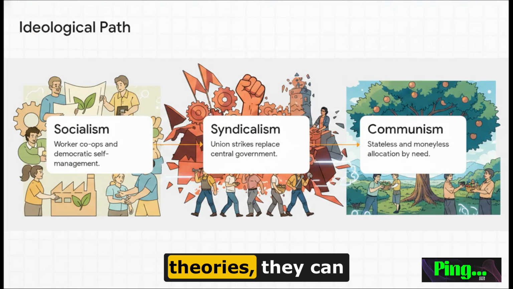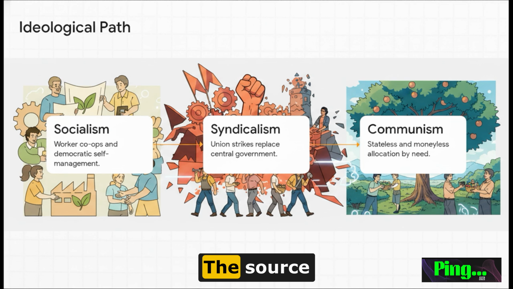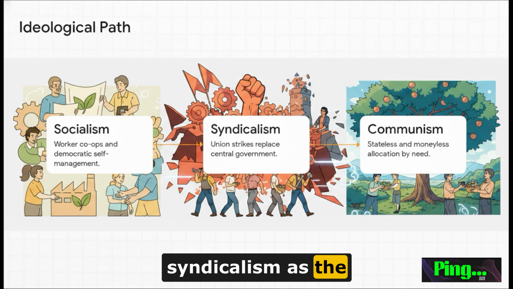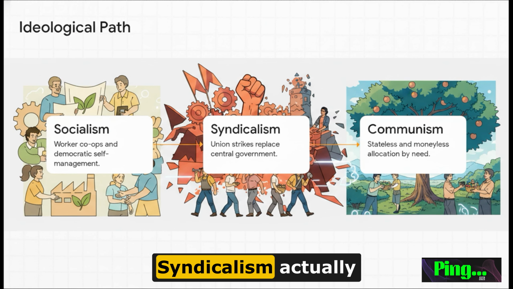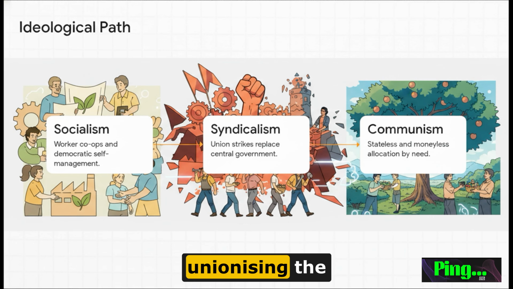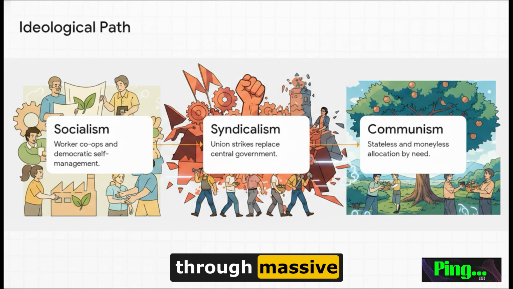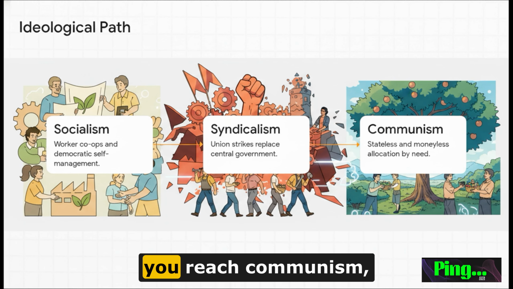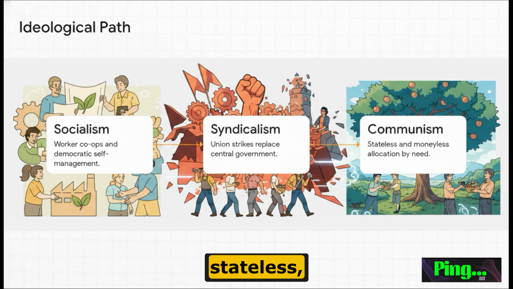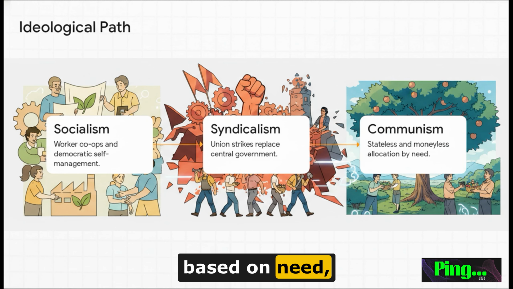But these economic theories, they can evolve dramatically. The source material describes syndicalism as the son of socialism. Syndicalism actually aims to replace the central government entirely by unionizing the workforce and advancing demands through massive worker strikes. Now, if you push that evolution to its absolute limit, you reach communism, a stateless, classless, moneyless society where products are allocated purely based on need, completely abandoning the idea of private property.